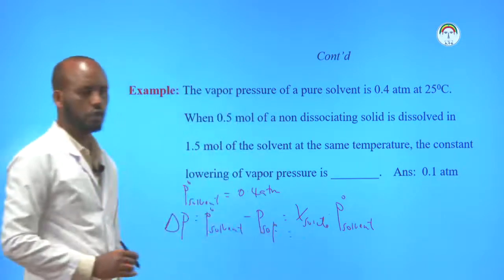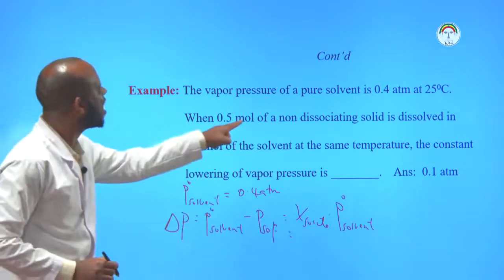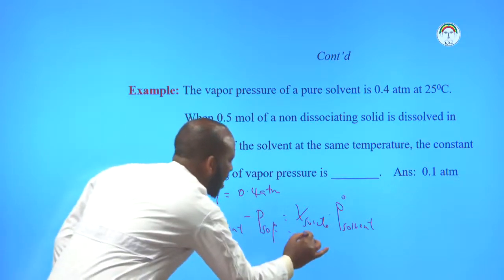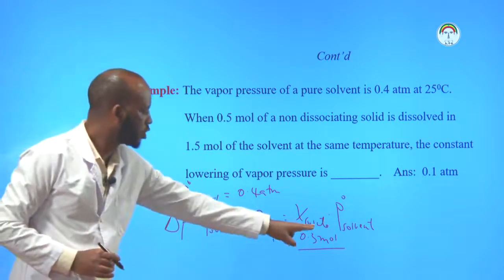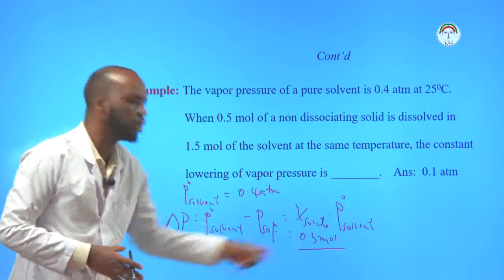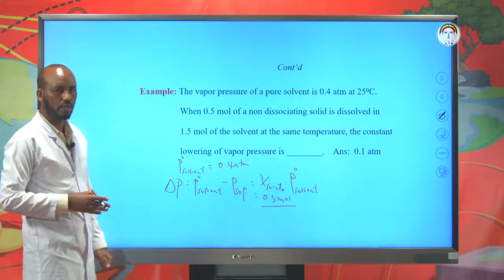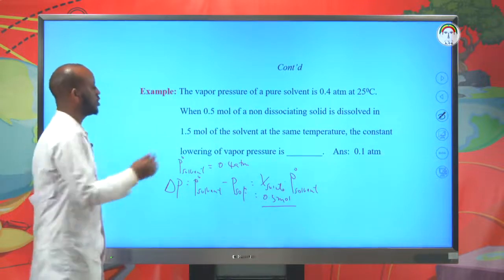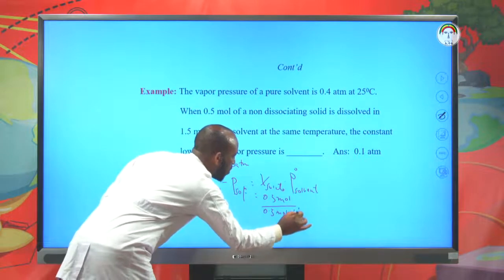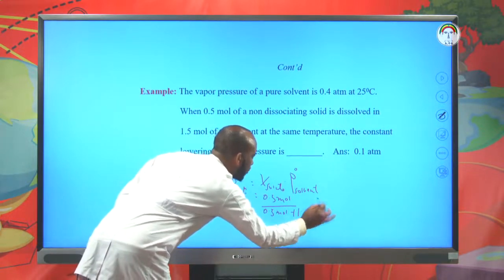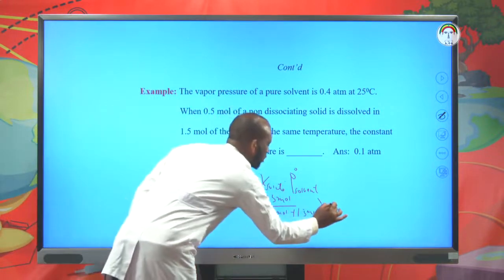Mole fraction of the solid is the number of moles of solid, which is 0.5 mole of non-dissociating solid, divided by, because mole fraction by definition is the number of moles of solute divided by the number of moles of solution, the total number of moles of the solution, 0.5 mole plus 1.5 mole, times the vapor pressure of pure solvent, which is 0.4 atmosphere.